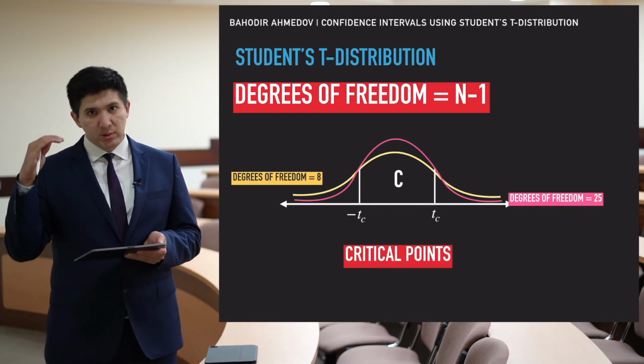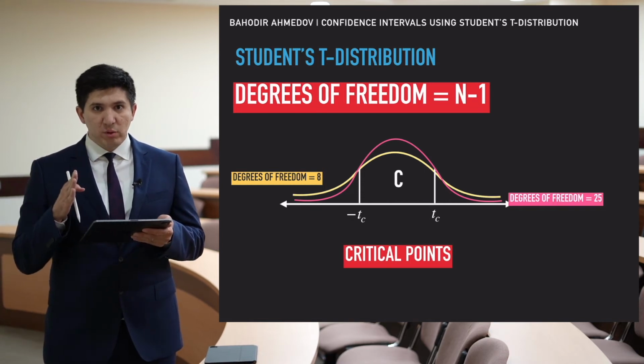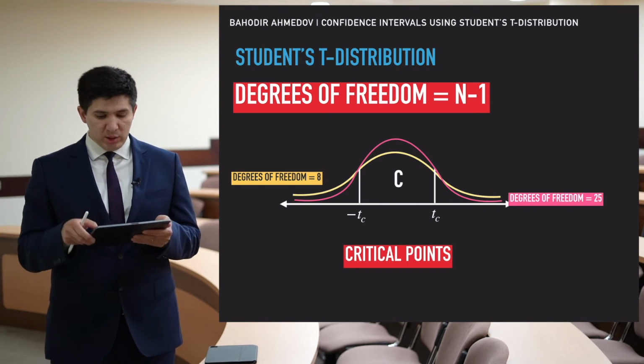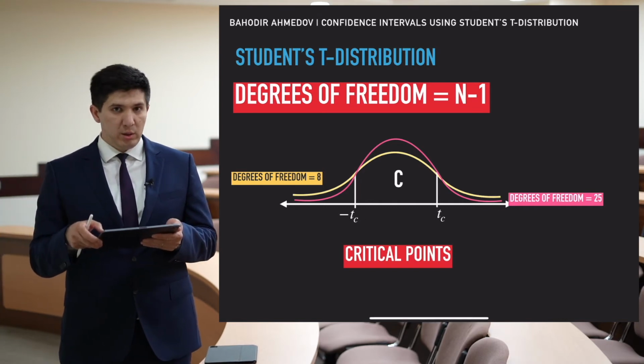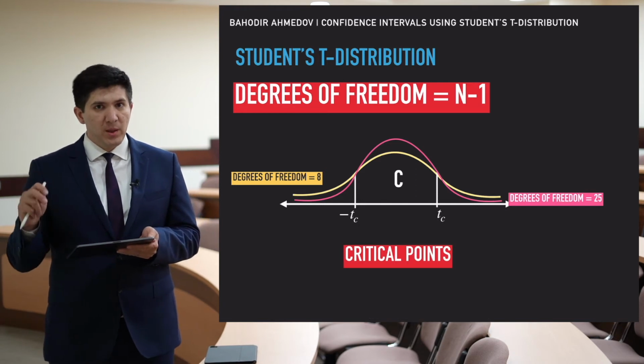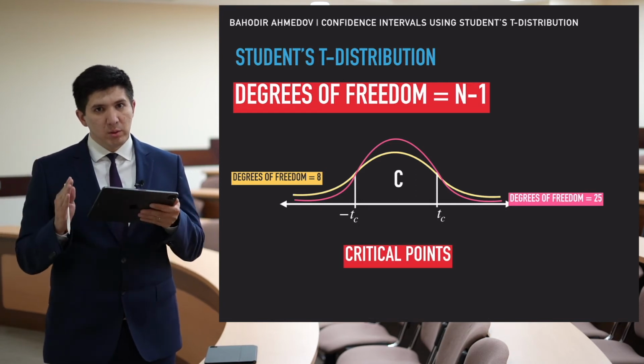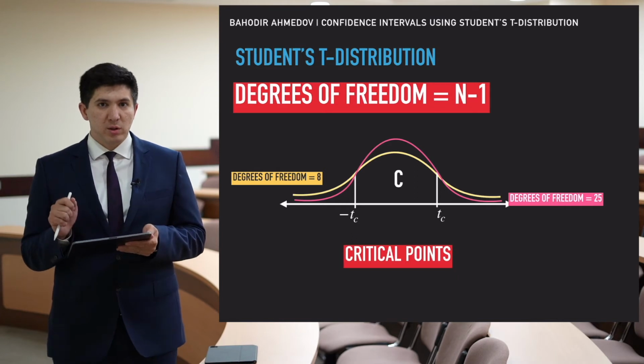So since this curve is lower, you need to shift your critical points wider. You need to take them wider here, because the area should be the same. Your curve is becoming a little bit lower, so that is why your critical points are going to be wider.